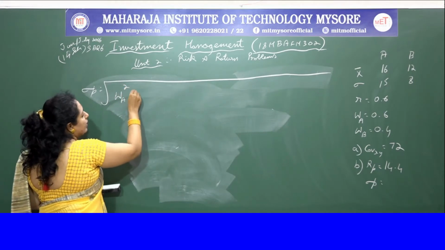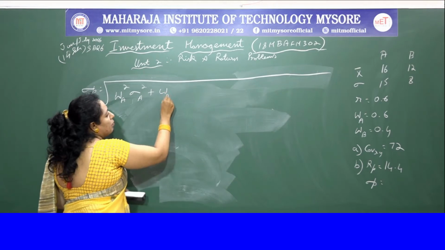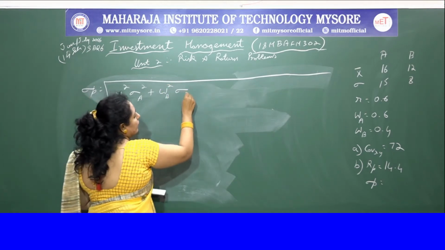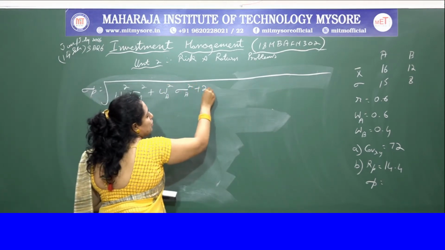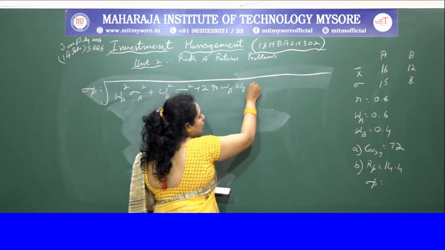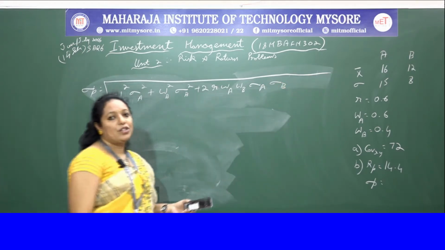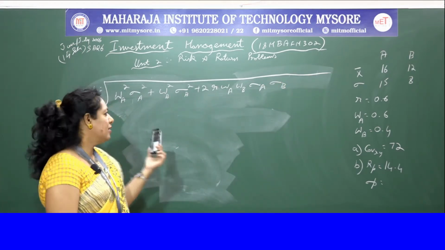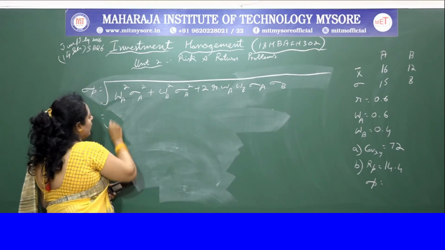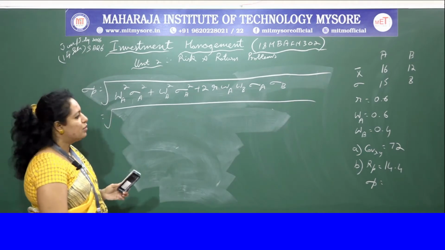weight A square, standard deviation A square, weight B square, standard deviation B square, plus 2 into R into weight A into weight B into standard deviation A into standard deviation B. So this is the formula. You can learn it by heart. It's quite easy. Okay. So continuing this, let's see how much is weight A.